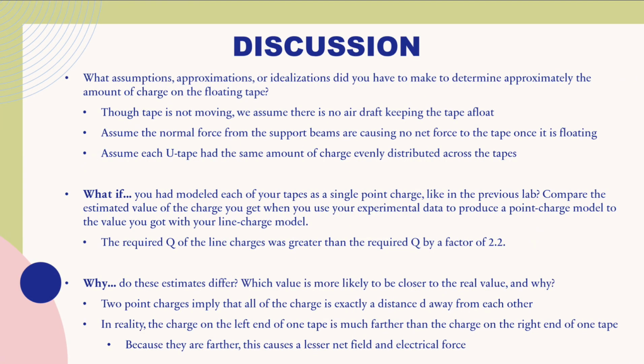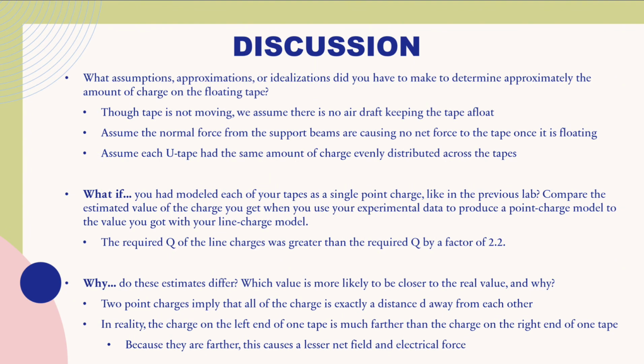The assumptions we made in this lab were that the tape was not being kept up by any air draft and that the normal force from the support beams also were not causing any upward force to the tape once it began to float. We also assumed that each tape had the same amount of charge evenly distributed across the tapes. If we modeled each of the point charges as a singular charge rather than the line of charge, the necessary Q value would be much less.